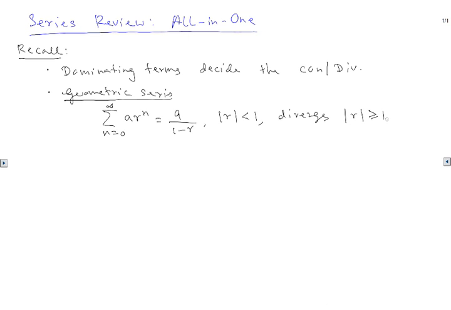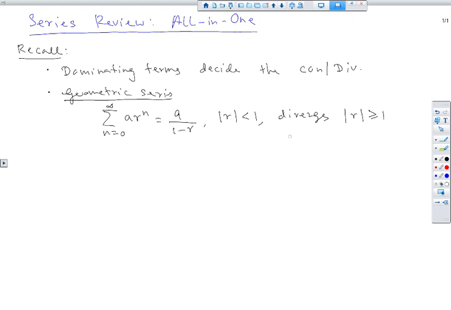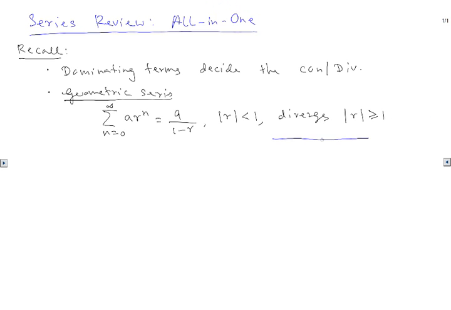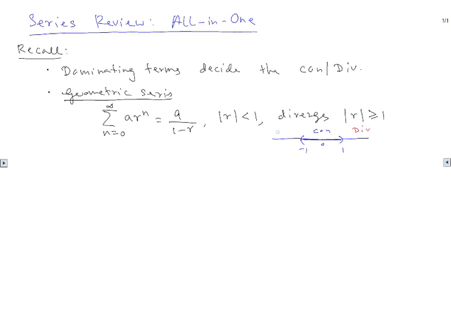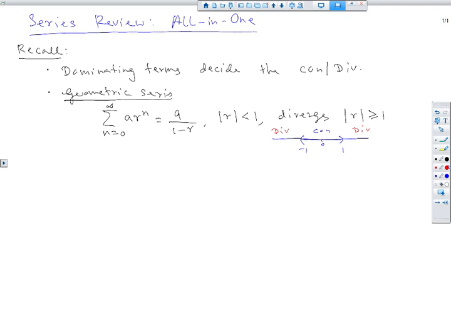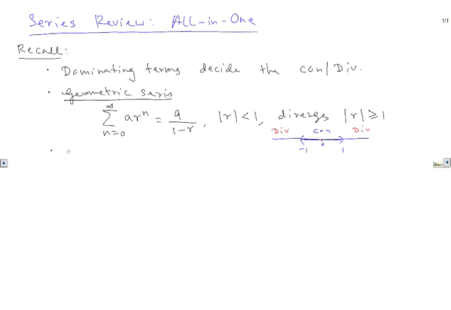So how to remember this? We're going to remember it on the number line. What's going to happen if R is in between 1 and negative 1? If it is in between 1 and negative 1, it's going to converge. The outside is going to diverge. That's the danger, so red light. So diverge outside. Perfect.